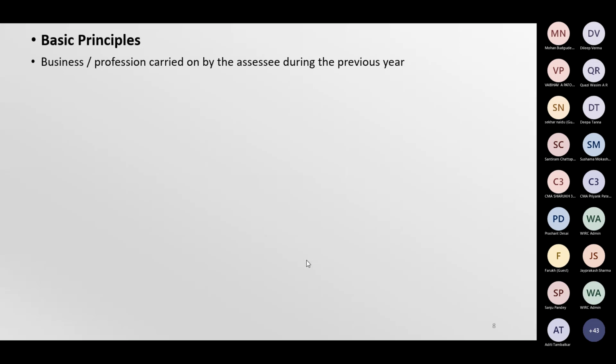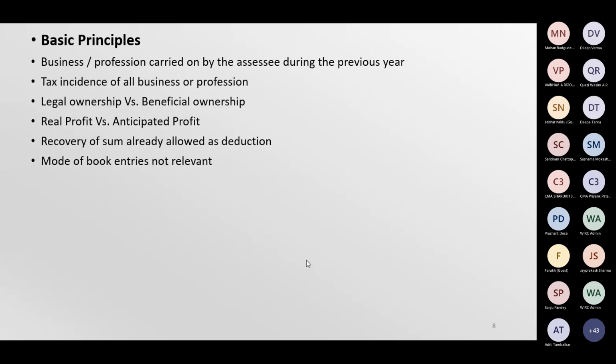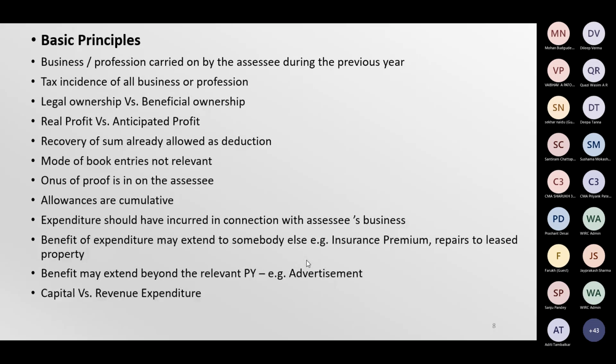Again, before we go into the actual sections, a quick recap of basic principles. The first and foremost thing is business and profession carried on by the assessee during the previous year. That means if it is a company, then the company actually has to start the operations.